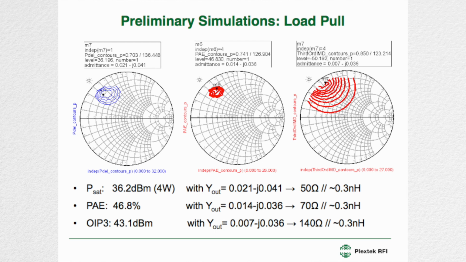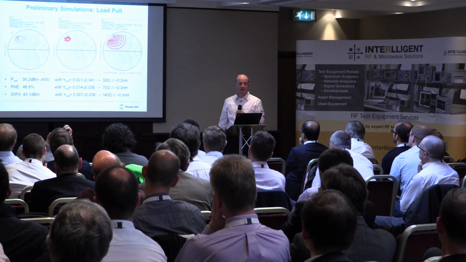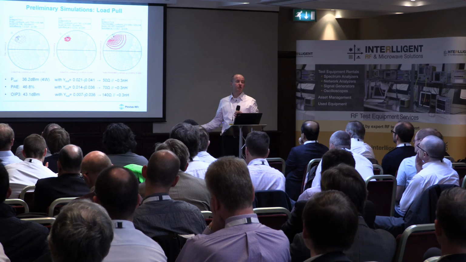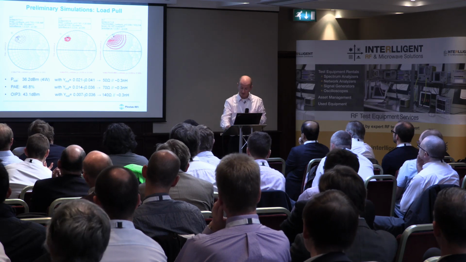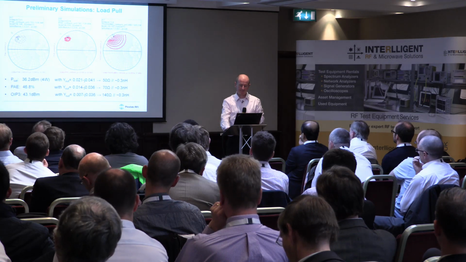Then the optimum PAE was 46.8%, just looking at the fundamental tuning. Here we need 70 ohms in parallel with 0.3 nanohenries, and optimum linearity was 140 ohms in parallel with 0.3 nanohenries. So as the designer, you need to choose the compromise point. You can't simultaneously optimize for all of these parameters.